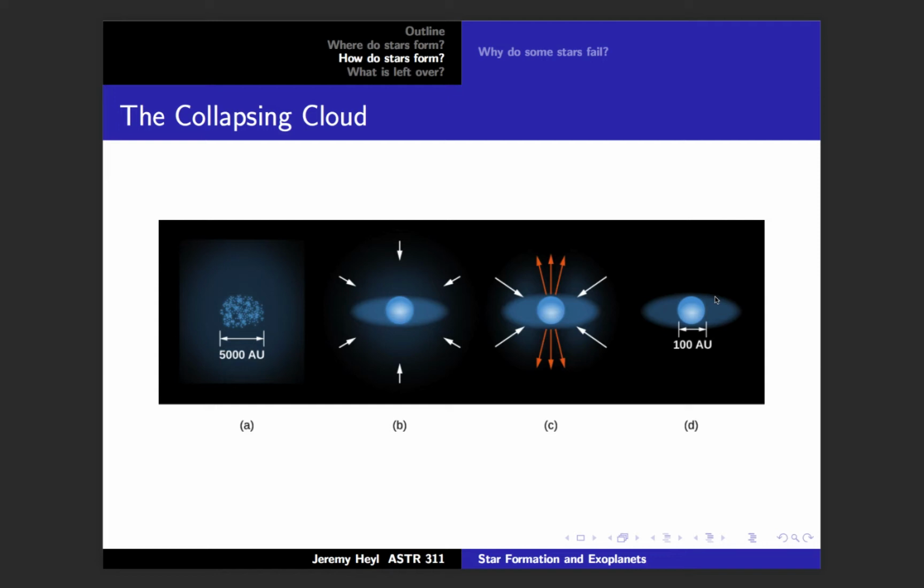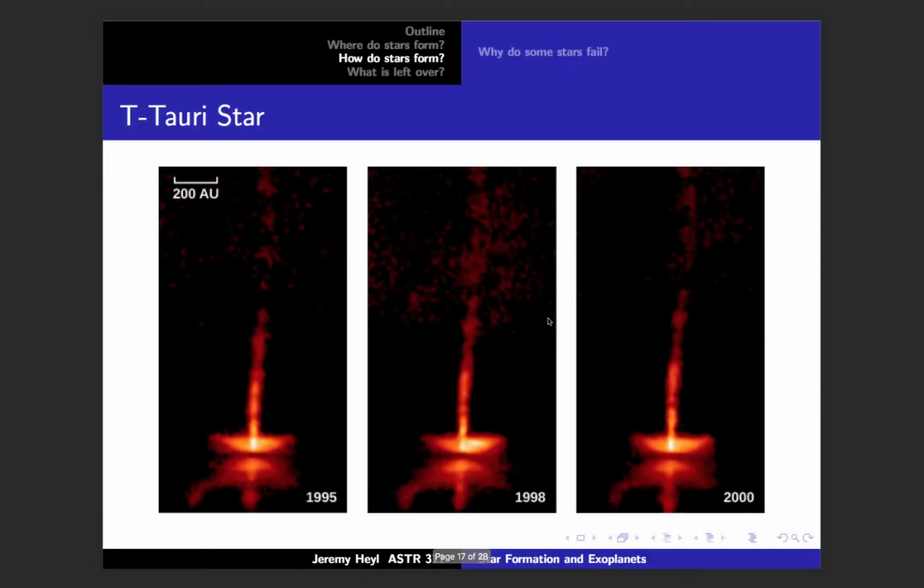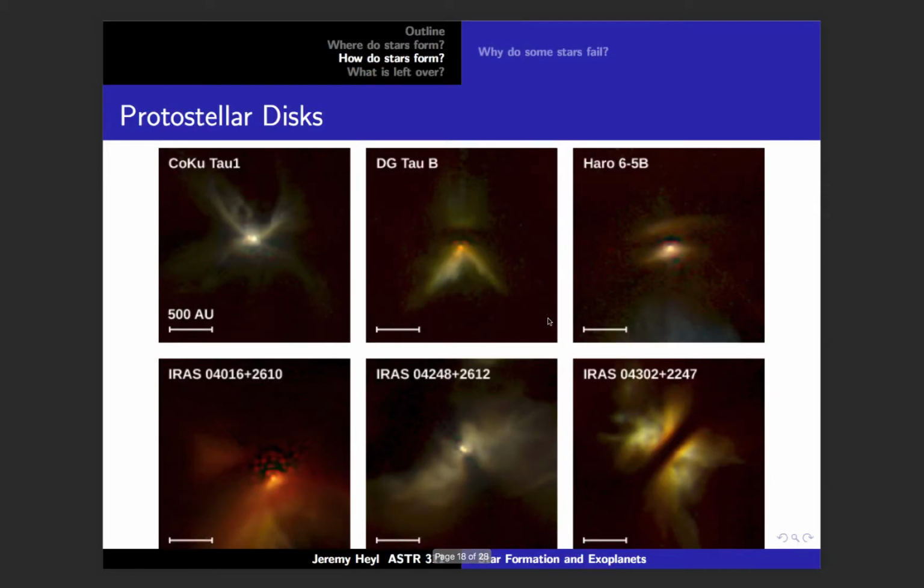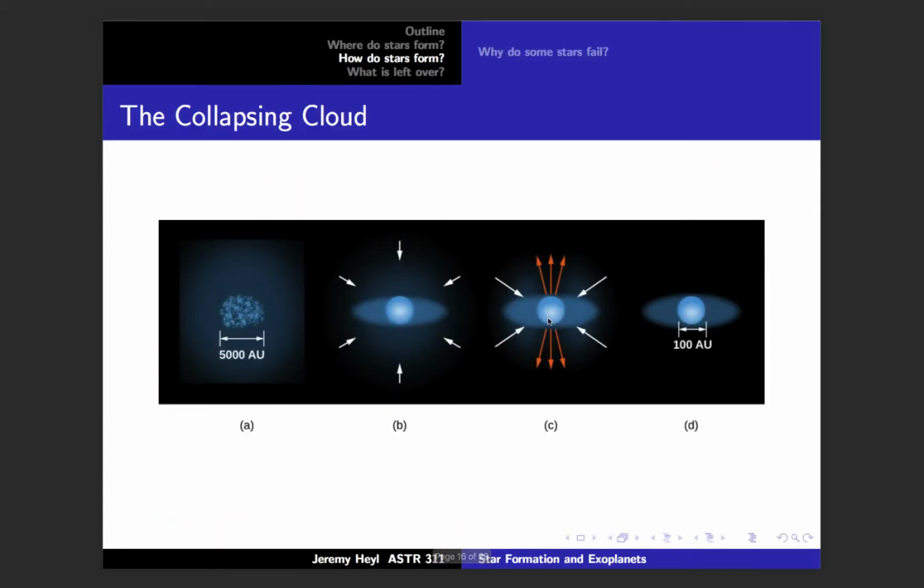And as material piles up onto this protostar, what it can do is drive an outflow up away from the disk, right? And then eventually we end up with a region much smaller. It's gone down by a factor of 50. But we can actually look at what's happening here, right? So we have this picture of a disk and then outflows up and down.